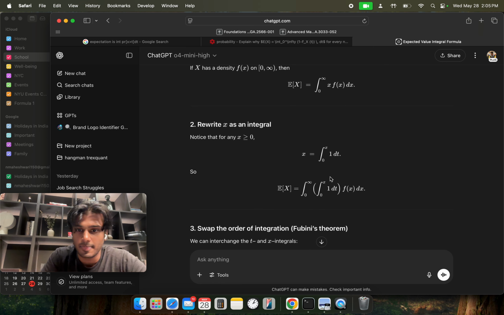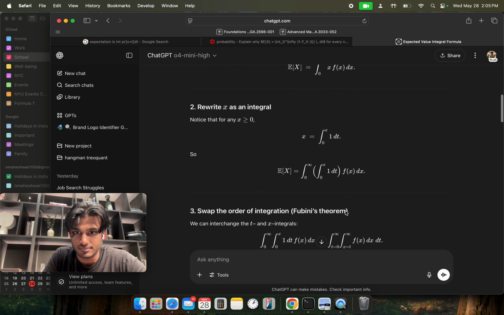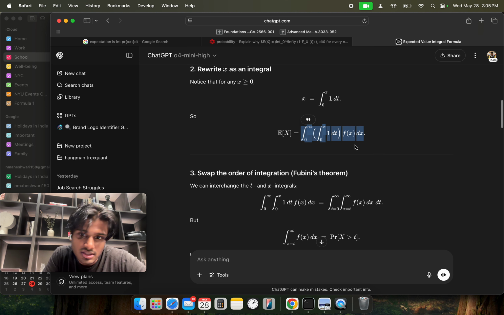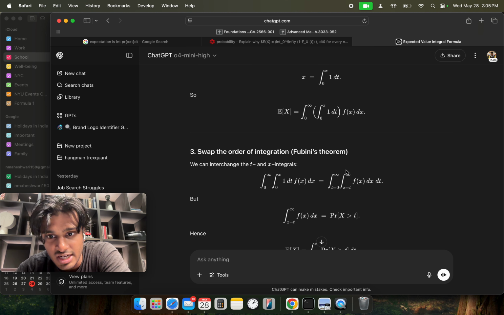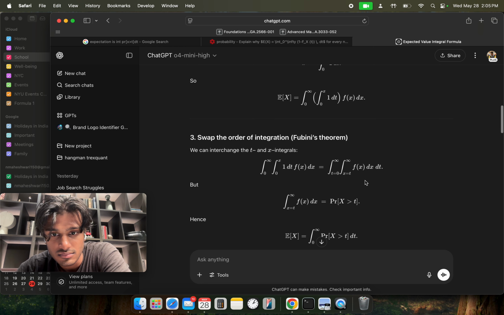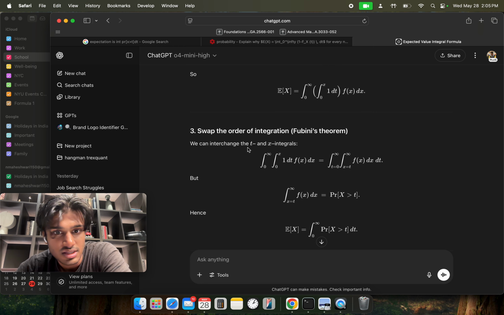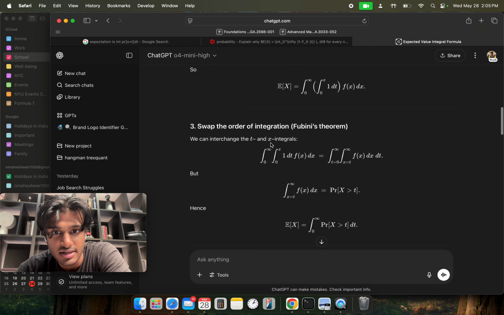If I put that inside the expectation, I get this particular formula. Now what I can do is swap the integrals, that is take the integral over t from 0 to infinity outside. Instead we write it as x going from t to infinity and t going from 0 to infinity of f of x dx dt. This is Fubini's theorem. We interchange the x and t integrals.